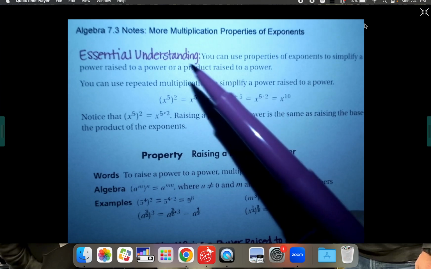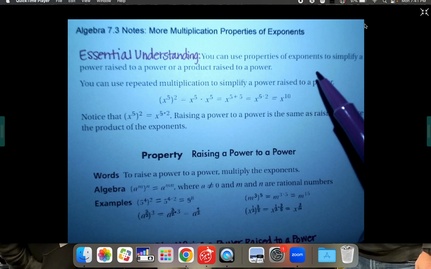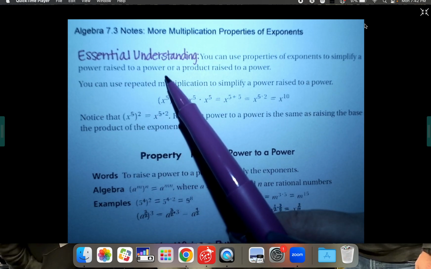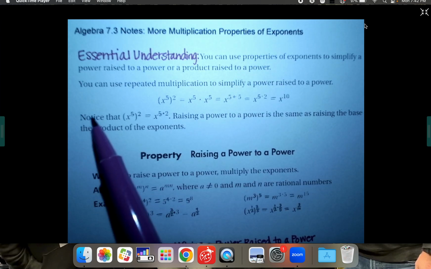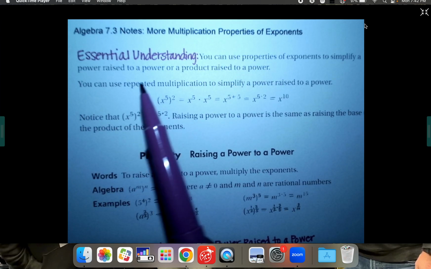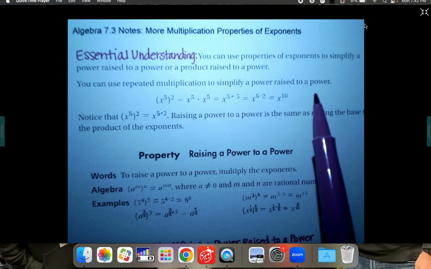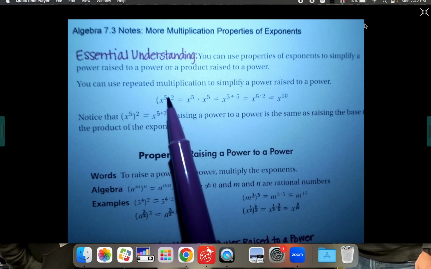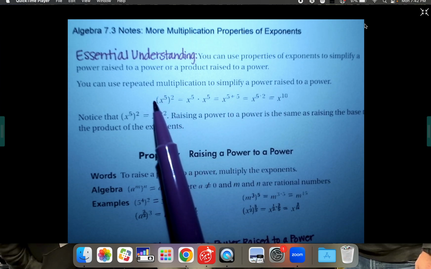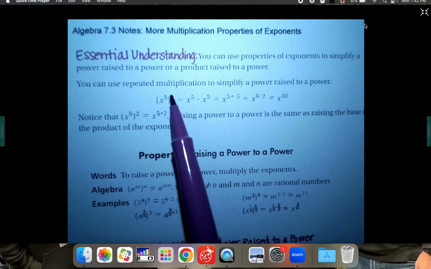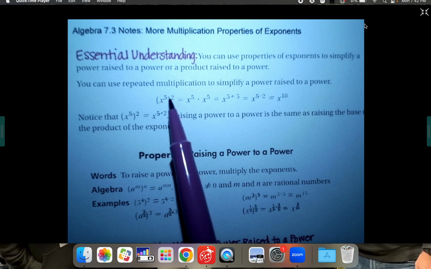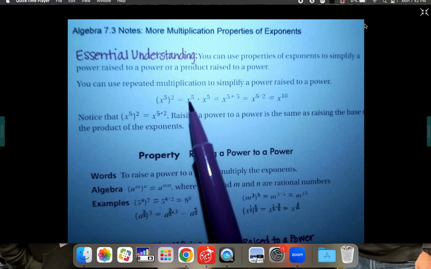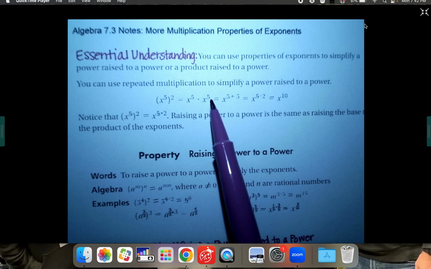Okay, so essential understanding: you can use properties of exponents to simplify a power raised to a power or a product raised to a power. So what that means is, here's an example. You can use repeated multiplication to simplify a power raised to a power. If we have x to the fifth and we have all of this x to the fifth raised to the second power, that means we have x to the fifth twice. So that equals x to the fifth times x to the fifth.